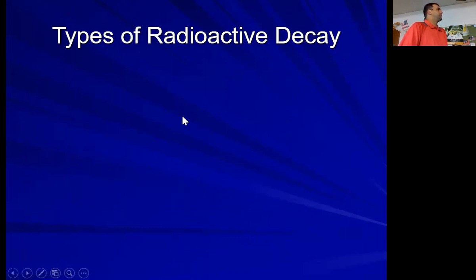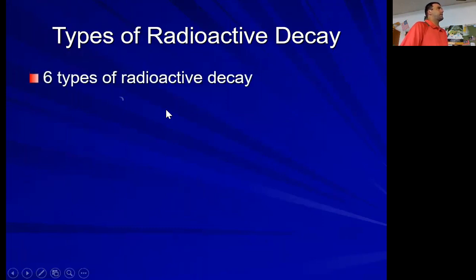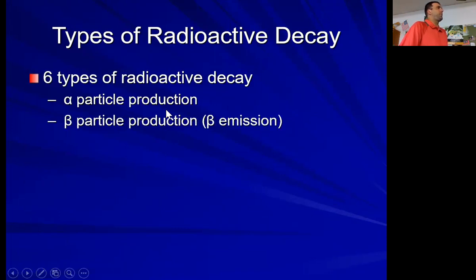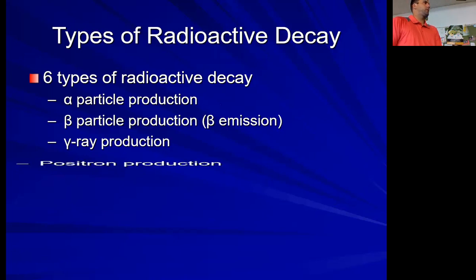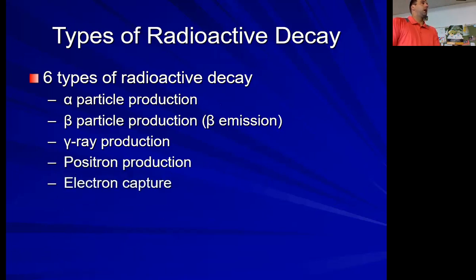All right. Types of radioactive decay, six types. We're going to talk about each one of them. Alpha particle production: as a product, we're going to produce an alpha particle. Beta particle production: we're going to have a beta particle in the products. Gamma ray production, that's in the products. Positron production. Electron capture, that's going to be the electron in the reactants, and then finally fission.